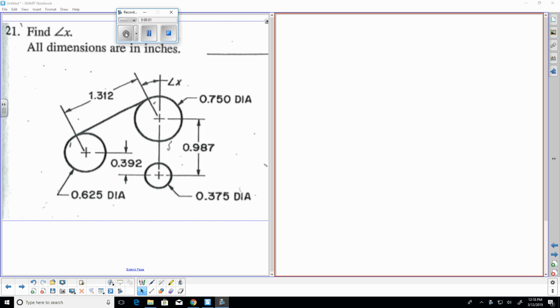Okay, so this is problem 21 on the complex problems. This is probably the hardest one on there. I would definitely just follow along on the video if I were you instead of trying this one on your own. Okay, so in order to understand this problem, you need this angle right here.